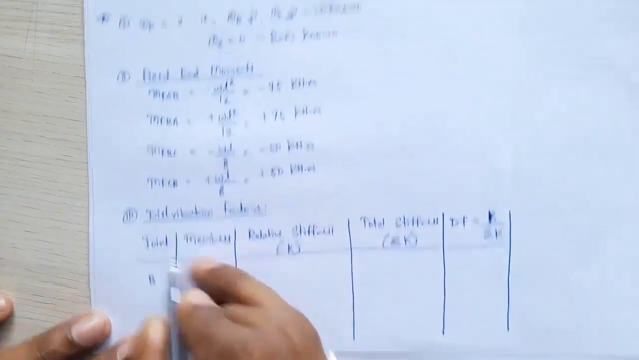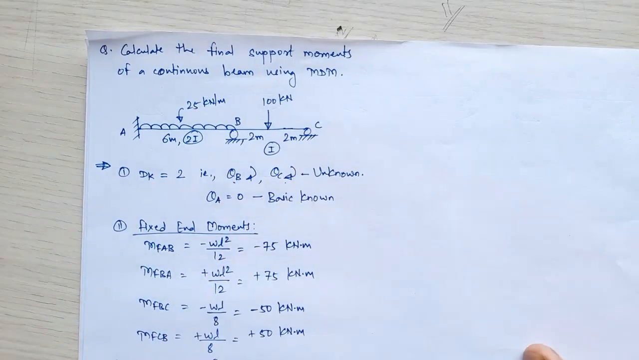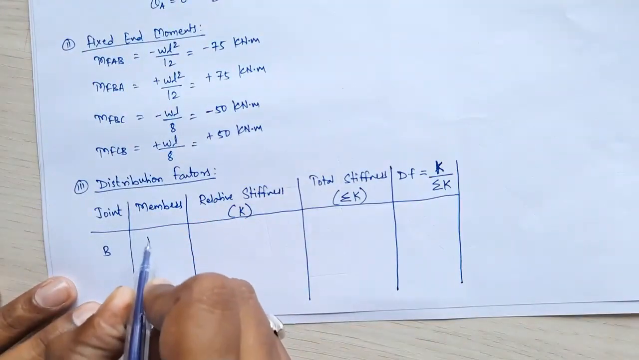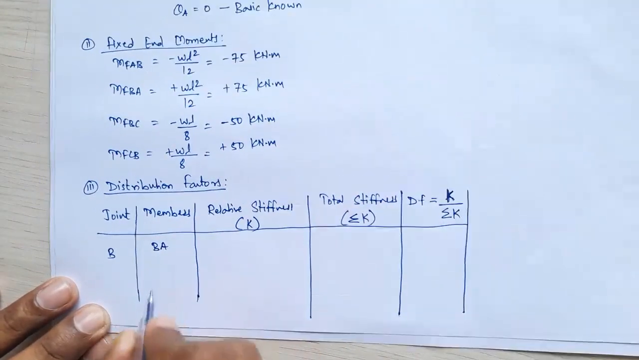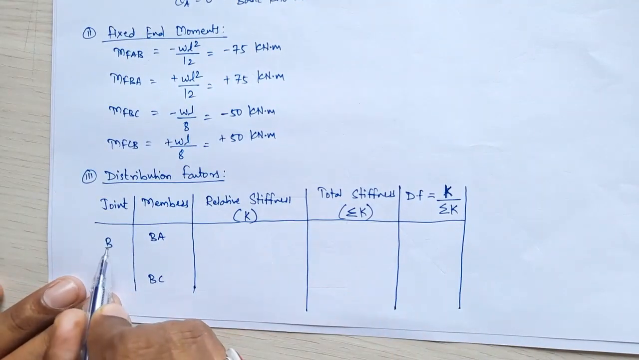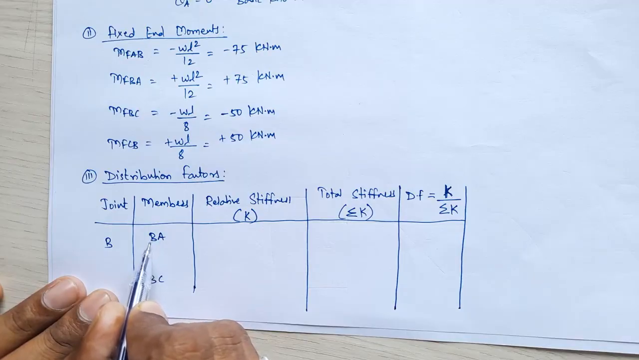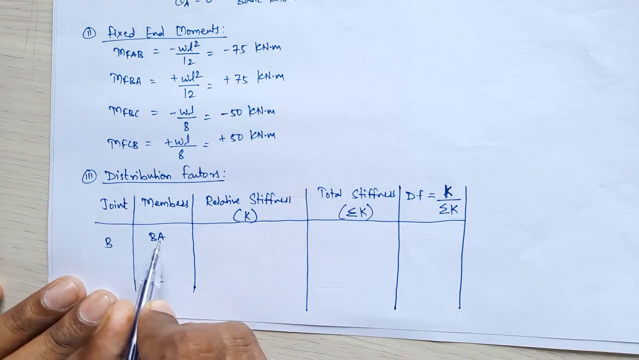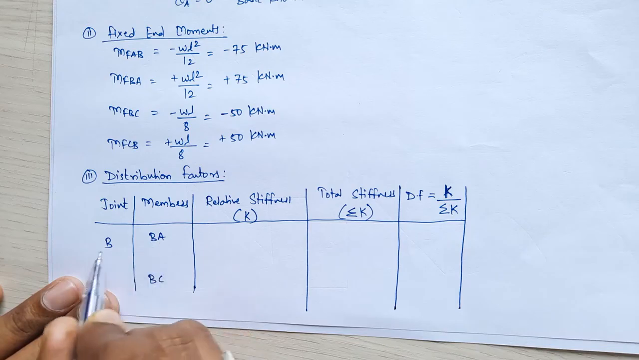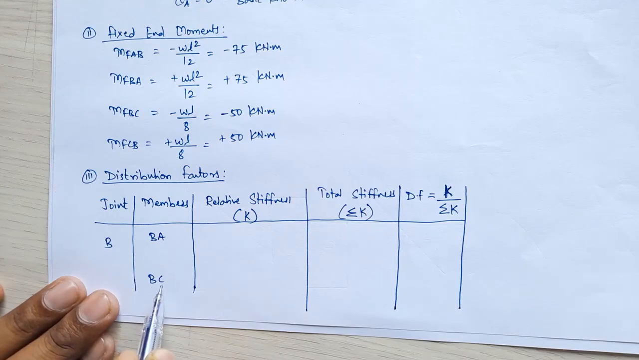Members meeting at joint B are what? Joint B is meeting members BA and BC. So these two members I am writing here. First member is BA and second member is BC. While writing here, whatever joint you write first will reflect as your near end, and the second initial will be your far end. Means if you consider member BA from joint B, B will be your near end and A will be your far end. Same way here B will be your near end and C will be the far end.